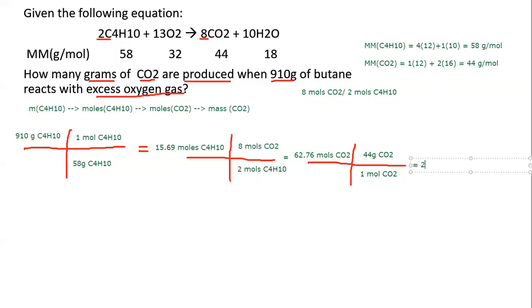So that's 2,760 grams of CO2. So again, we wanted to find out the mass of CO2 produced when we had 910 grams of butane reacts with excess oxygen gas. Our process is we're going to take the mass of butane, convert it into moles. That's step 1. Step 2 is we take the moles of butane, convert it to moles of CO2. That's step 2. And then step 3, we take the moles of CO2 and convert it to mass of CO2.